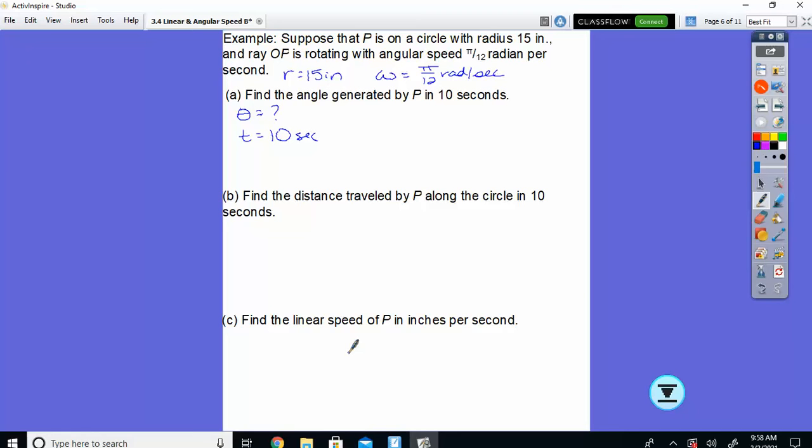The area, did I mention anything about area here? No, so that's not going to help me. Omega equals theta over T. I have omega and I have T, so that's the formula I want to use.